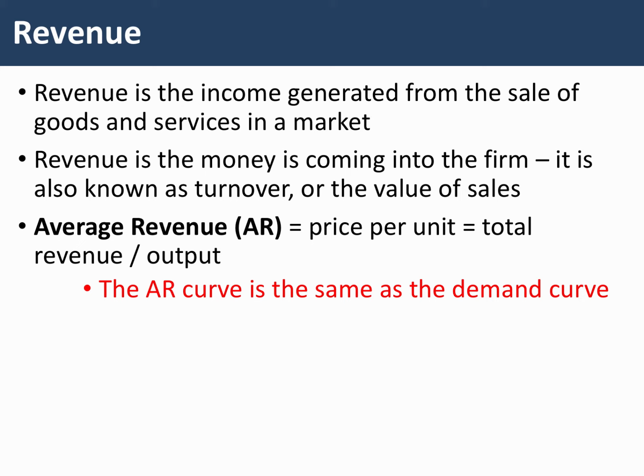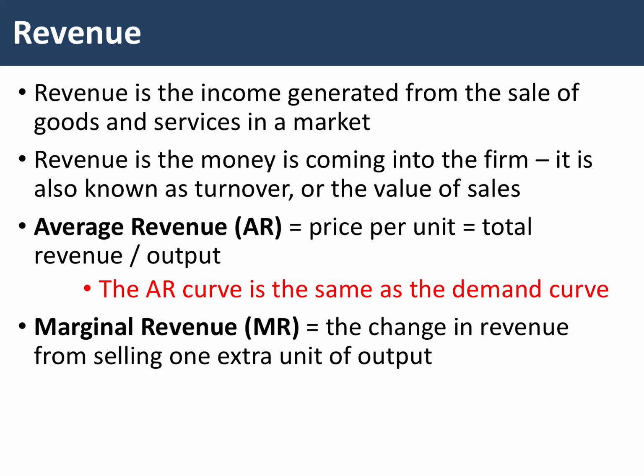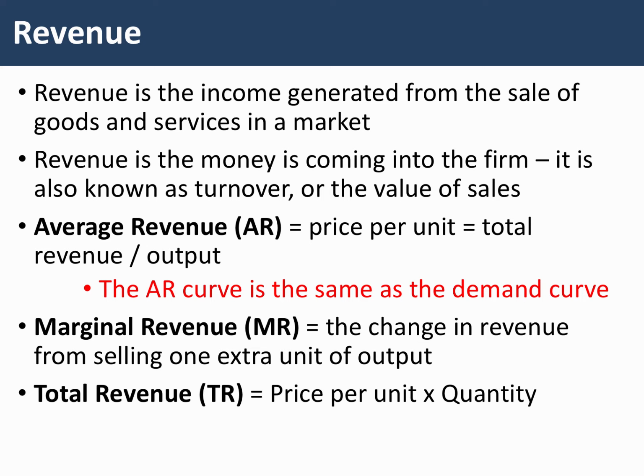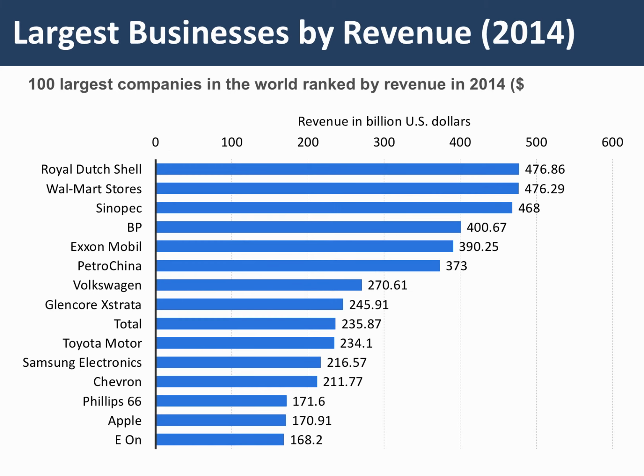First of all, average revenue, which is just the price per unit, expressed as total revenue divided by output. And the average revenue curve is essentially just the same as the demand curve. Marginal revenue is the change in revenue from selling one extra unit of output. And total revenue, or TR for short, is the price per unit multiplied by the quantity. So these three revenue concepts will come into play as we look at a worked example.